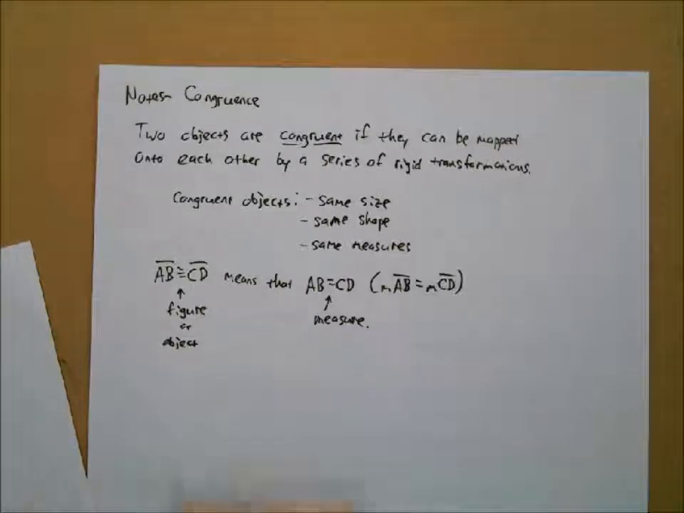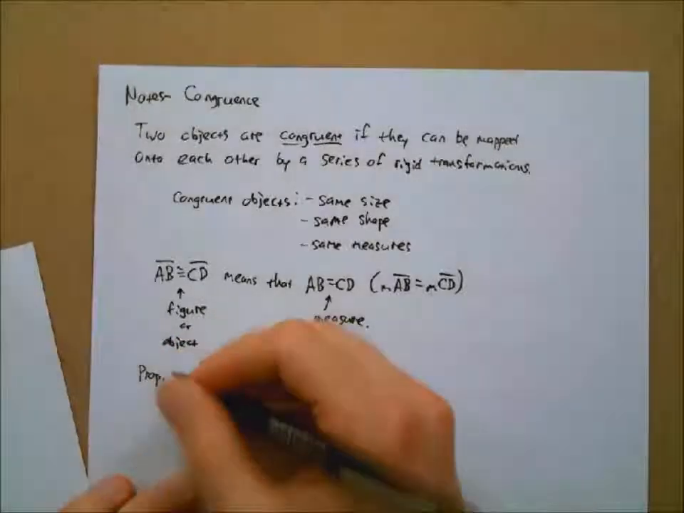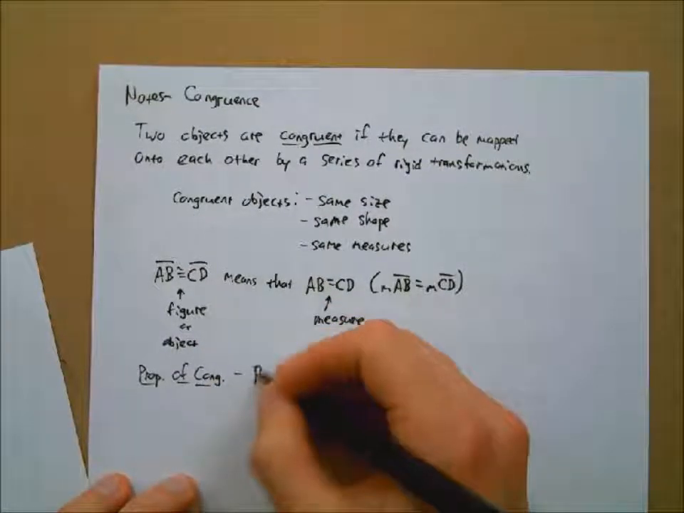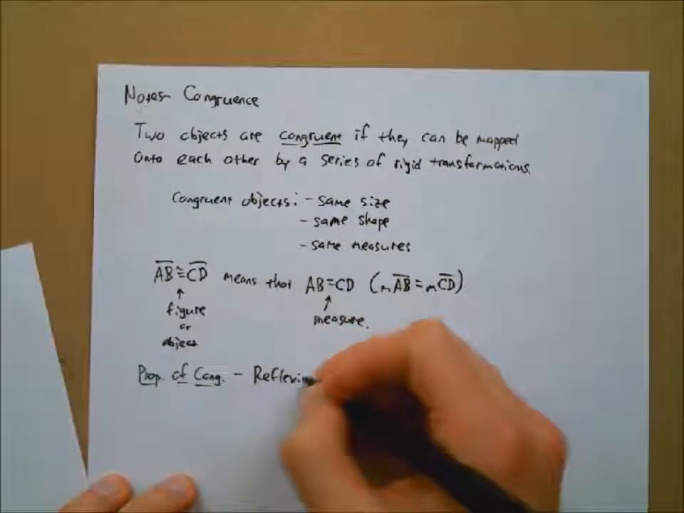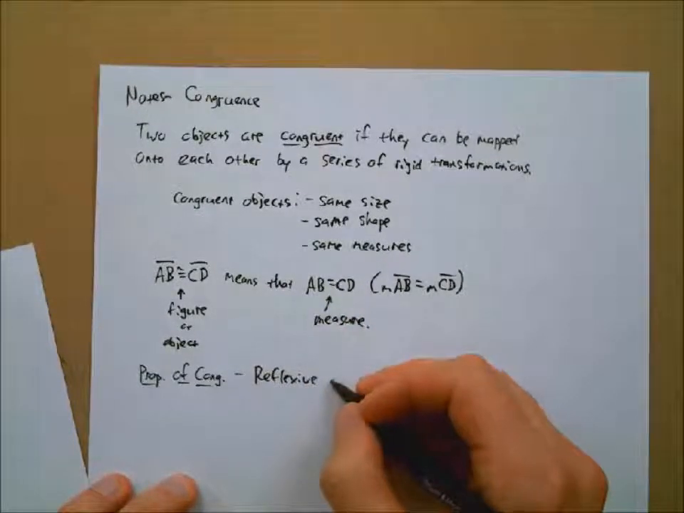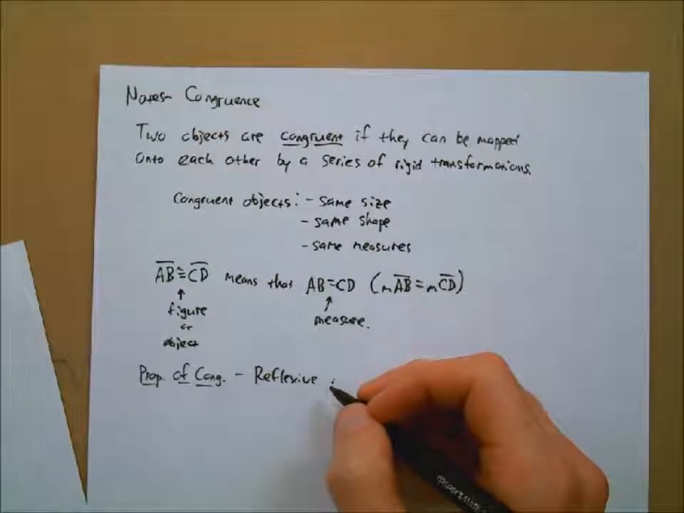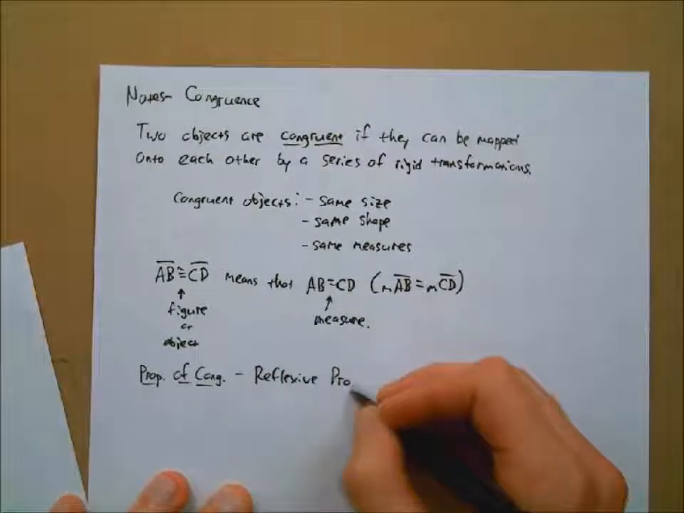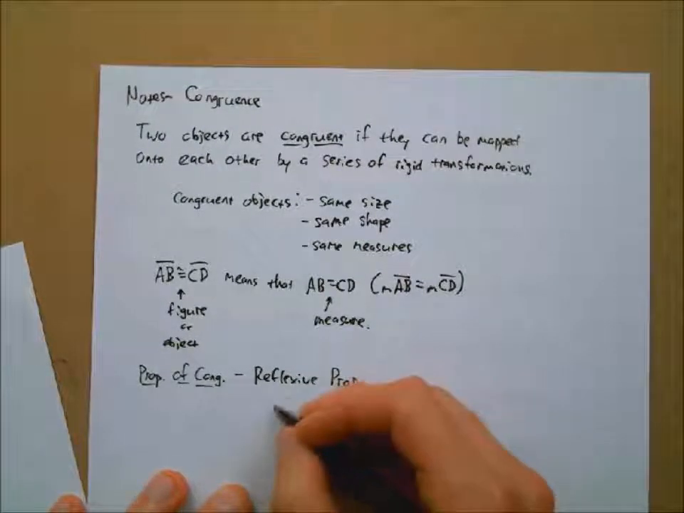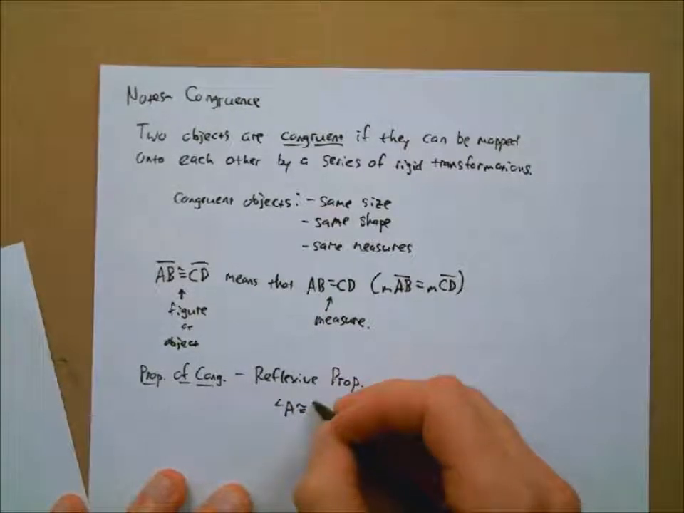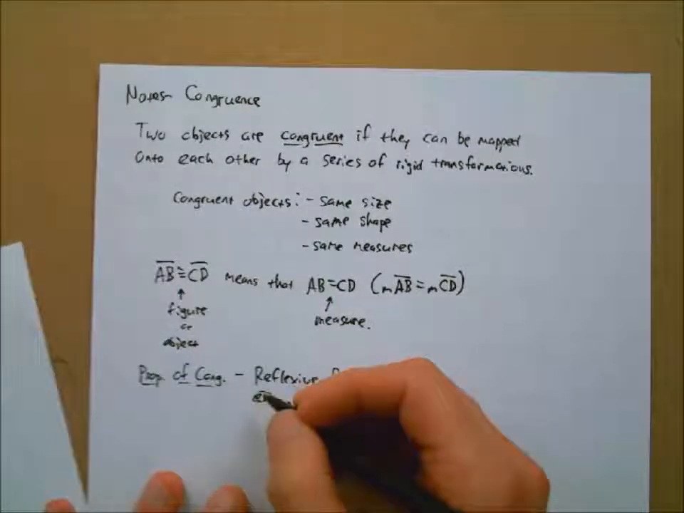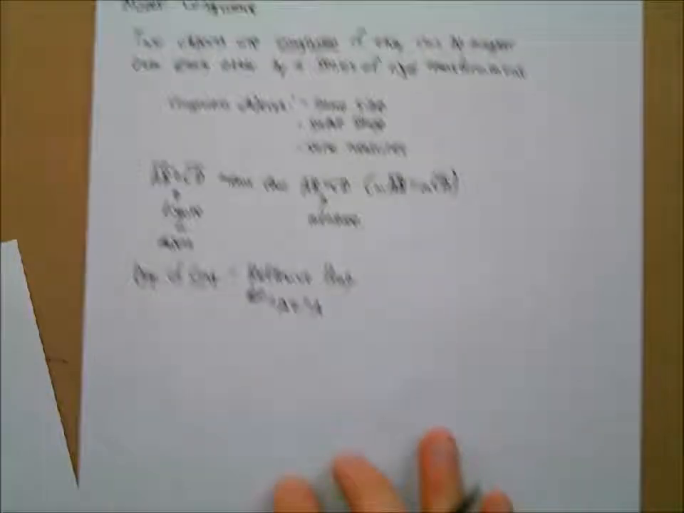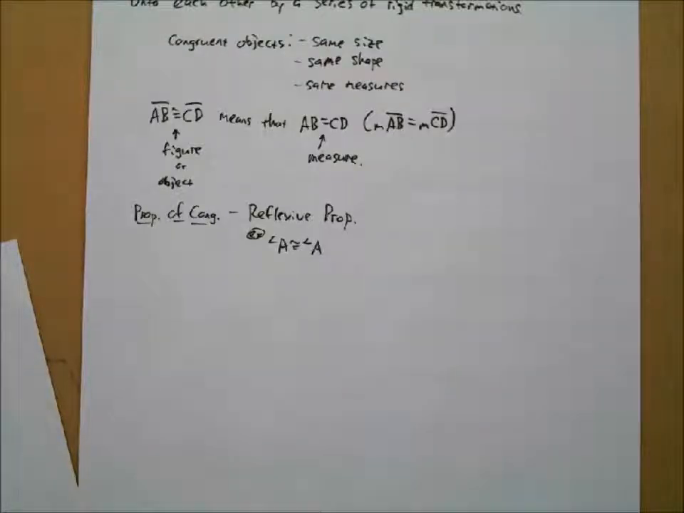And so then the properties of congruence that we want to at least remember, I'm just going to highlight three. Just like we have the reflexive property of equations, we have the reflexive property of congruence too, which basically says something like this. Here's an example. Angle A is congruent to angle A. There's the reflexive property of congruence. No surprise there.